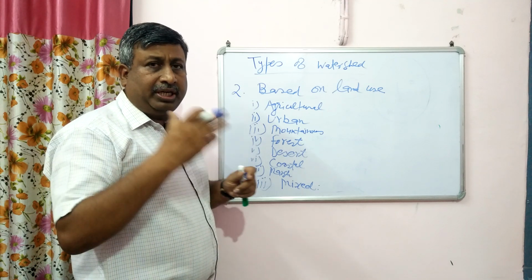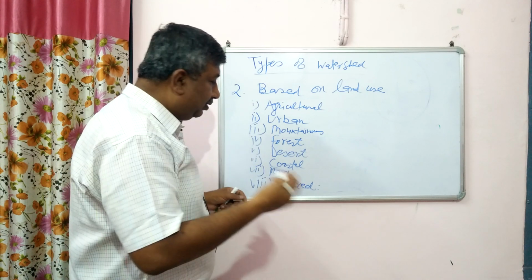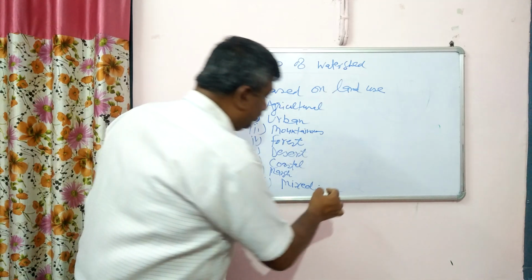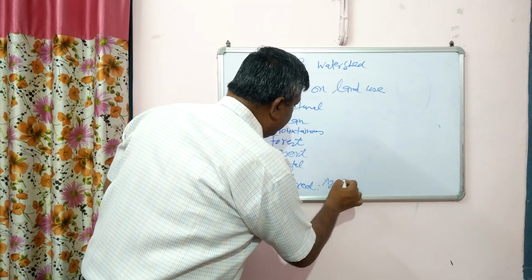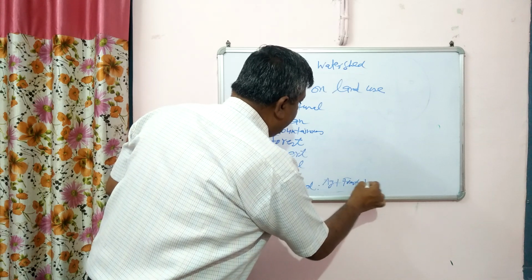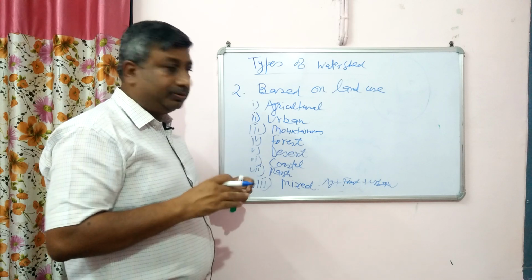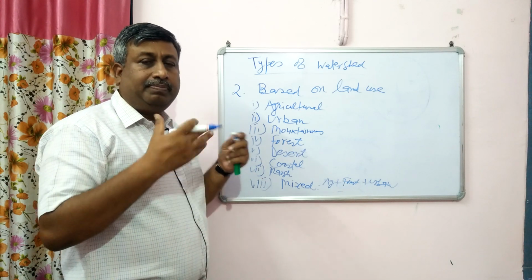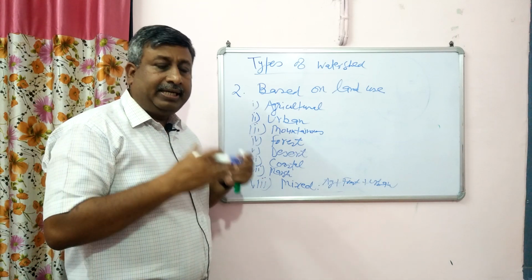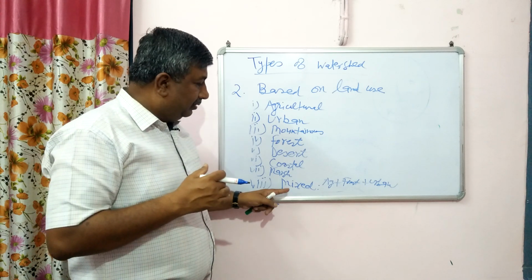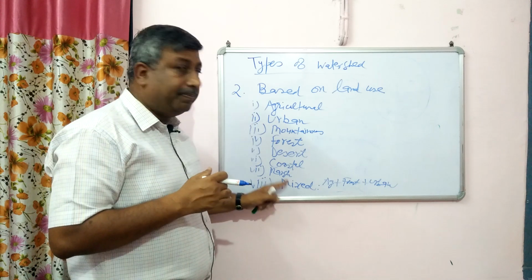Maybe one or two or three or many types of land use. So this is the mixed type of watershed. So maybe in an area there may be agriculture, maybe forest, maybe urban, so different types of land use. This type of watershed is known as a mixed watershed. In India, in our country, the dominant watershed is the mixed type.